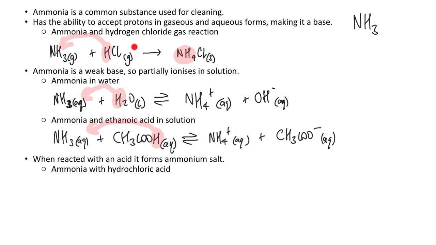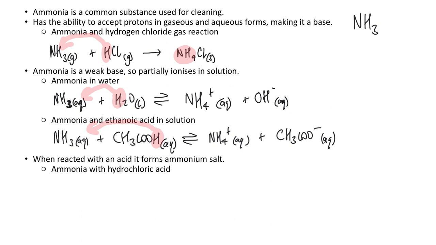You'll notice that this one here doesn't have a double arrow because this is a non-reversible reaction. This one goes to completion and stays there because it's hard to break up this ionic solid. And then when reacted with an acid, it forms an ammonium salt. So let's have a look. Oh, we just did this one.